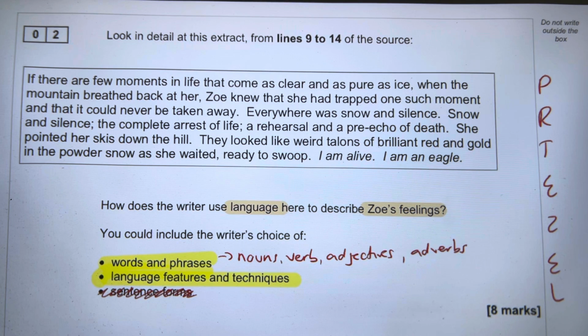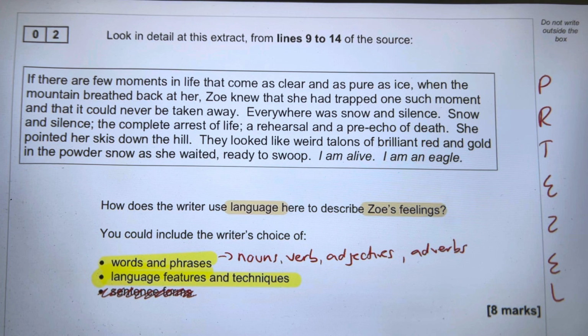So let's read. If there are a few moments in life that come as clear and as pure as ice when the mountain breathed back at her, Zoe knew that she had trapped one such moment and that could never be taken away. Everywhere was snow and silence, the complete arrest of life, a rehearsal and a pre-echo of death. She pointed her skis down the hill. They looked like weird talons of brilliant red and gold in the powder snow as she waited, ready to swoop. I am alive. I am an eagle.